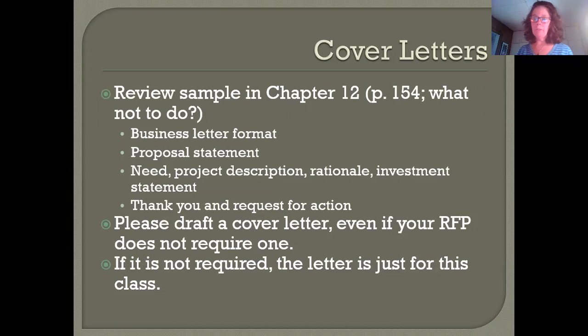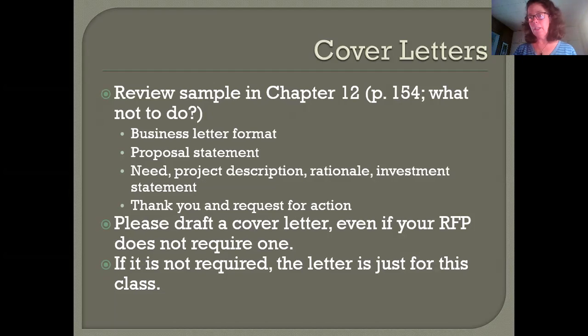A cover letter also is an opportunity to create a mini grant proposal, right? So use your proposal structure, include a proposal statement in the first sentence, include a paragraph about need, a paragraph about project description, a paragraph of rationale, an investment statement, a thank you, a complimentary close, boom, you're done.